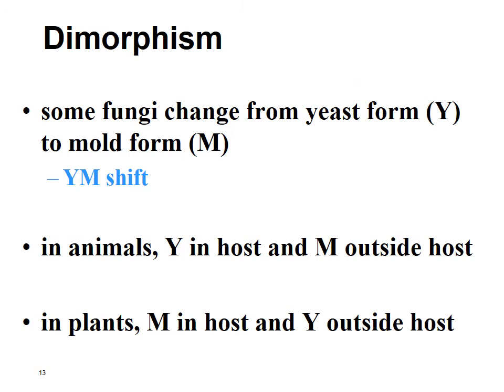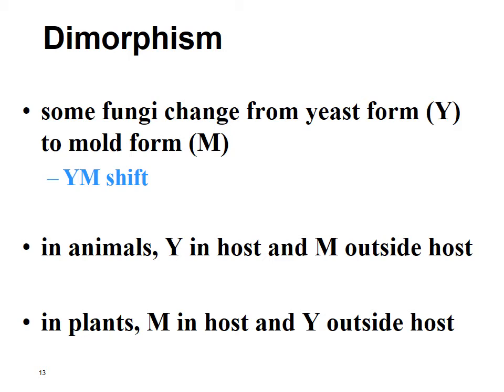Many of the fungi, especially those that cause diseases in animals, are said to be dimorphic. That is, they have two forms. Dimorphic fungi can change from the yeast or Y form in the animal to the mold or mycelial form, otherwise known as M, in the external environment. And they do this in response to changes in various environmental factors, for example, nutrients, carbon dioxide, redox potentials, and temperature. This shift from Y to M or M to Y is called the YM shift.